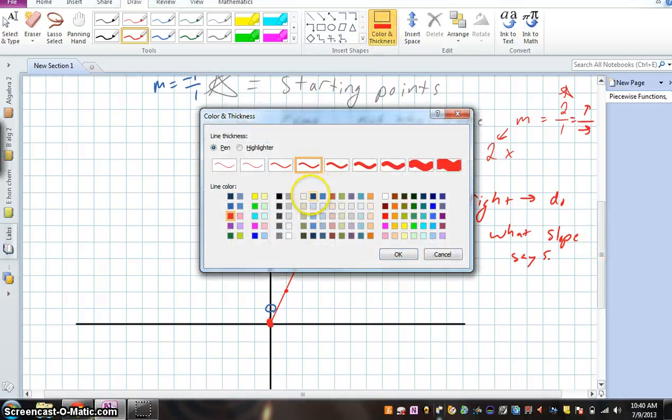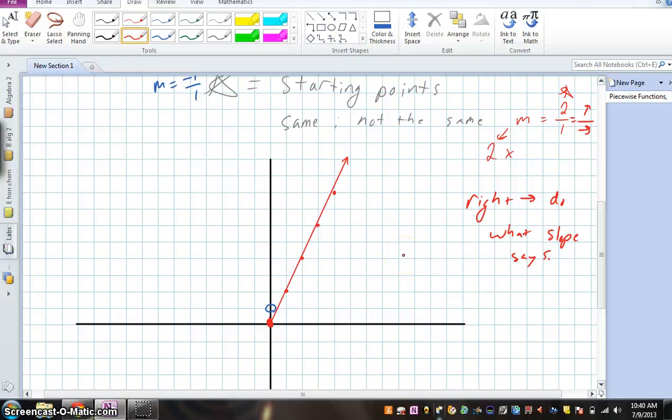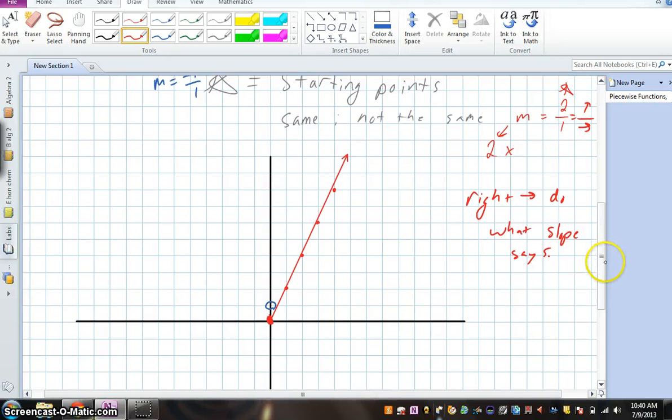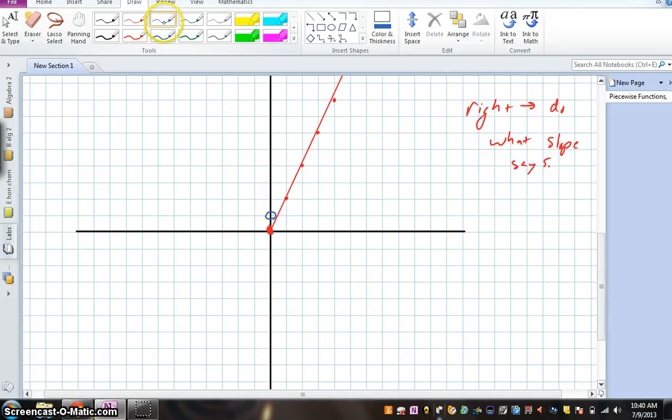I'm going to go ahead and change the color, so we'll deal with that later. Now, here's the next part. This is what everyone makes mistakes on. I'm not going to lie to you. Everyone seems to make the same mistakes every year I teach this. So, you do what the slope says whenever the arrow is pointing to the right. Whenever the arrow is pointing to the left, whether it's equal to or not equal to, it doesn't matter, you do the opposite of the given slope.